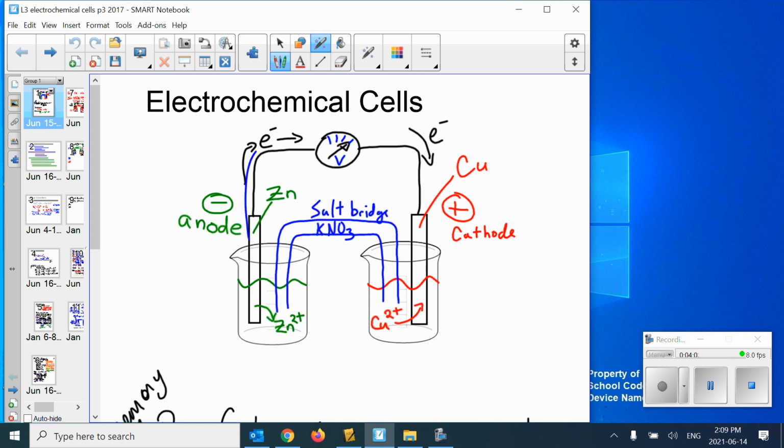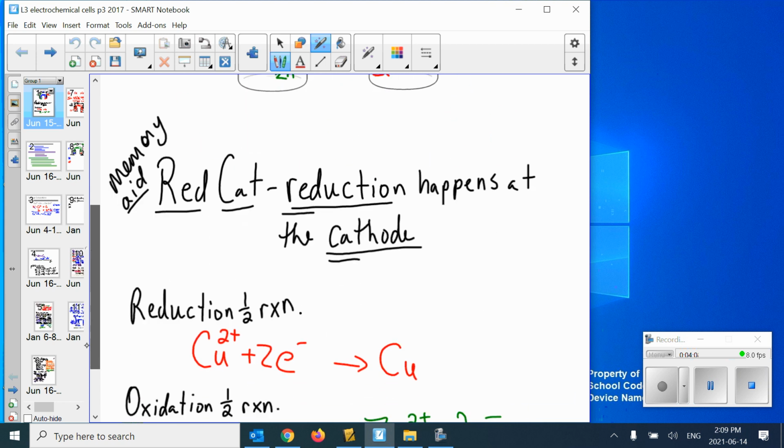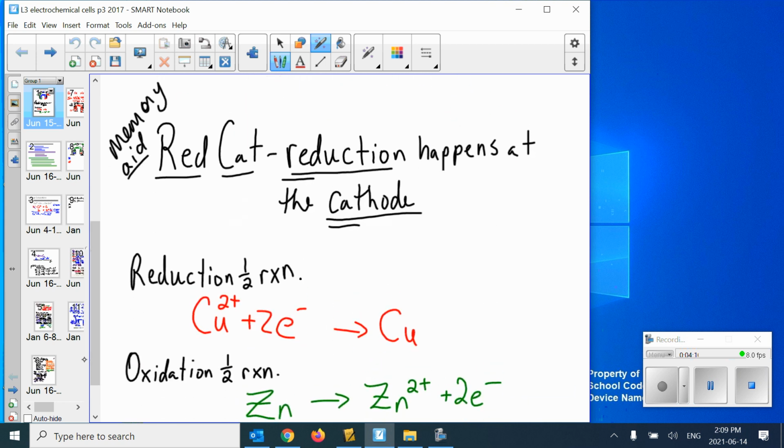And there's electricity flowing through this. That's why I have a voltmeter in the center. It could be a light bulb. Now, something to jot down. So, a memory aid: Red Cat. Reduction happens at the cathode. If you remember that, then you know the oxidation happens at the anode.